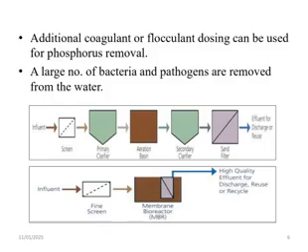Also, flocculant or coagulant dosing can be used for phosphorus removal as well, and a large number of bacteria and pathogens are also removed from the water in this process, as we can see from the diagram here.